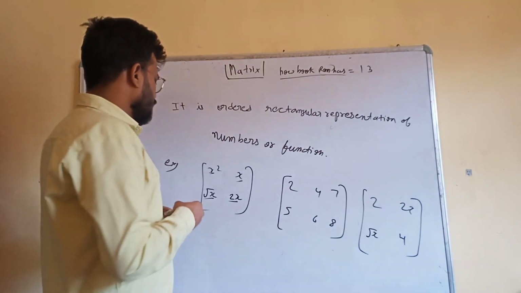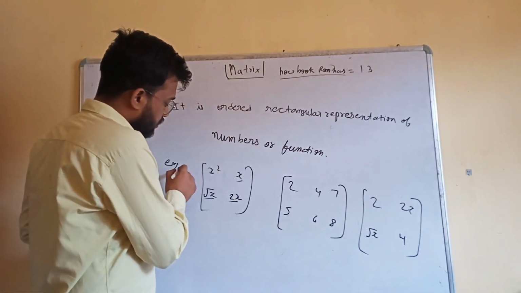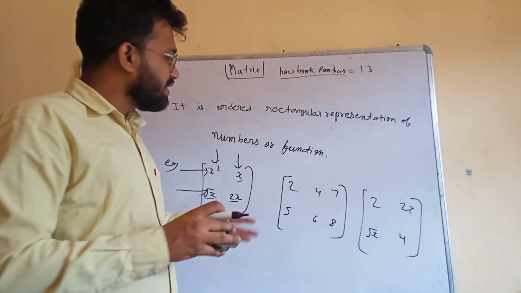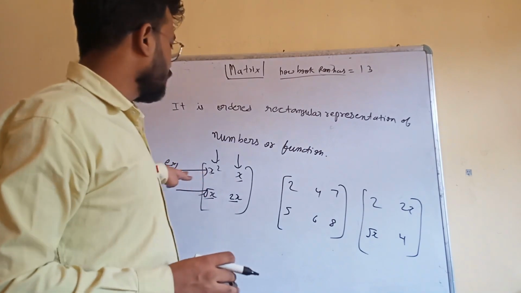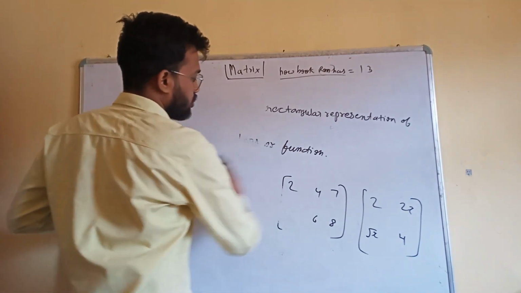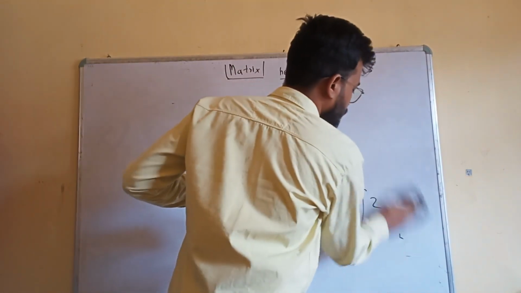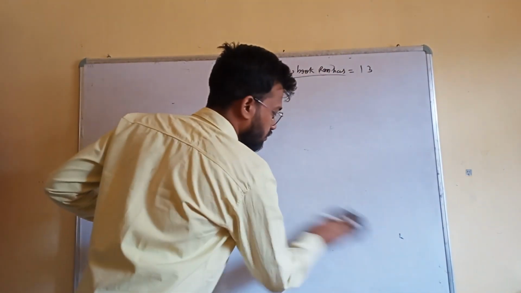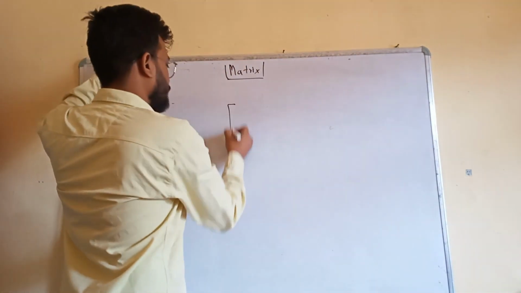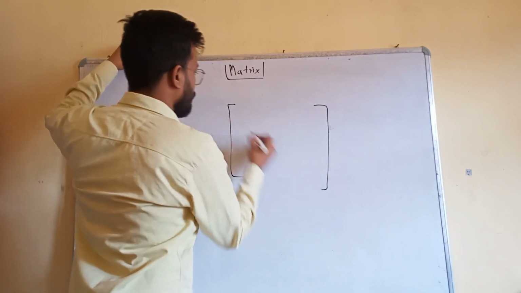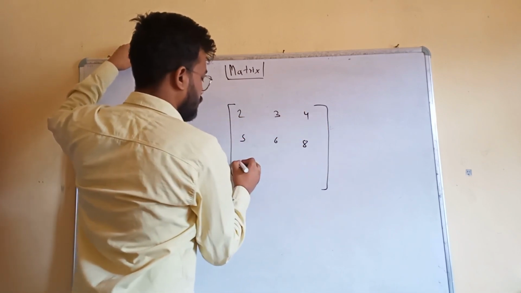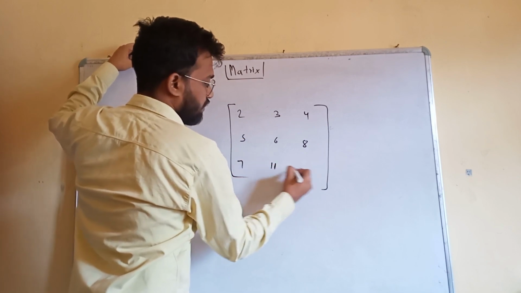Now see, before we were talking about these horizontal lines, these vertical lines. Now let's define these lines, because always saying horizontal or vertical is not good. Instead of saying horizontal or vertical line, we are going to say row and column. So how are we going to do that? Let's see. Suppose this is the matrix: 2, 3, 4, 5, 6, 8, 7, 11 and 10.